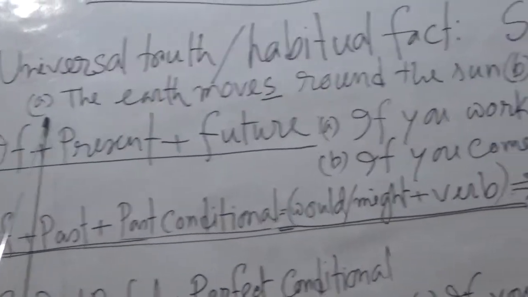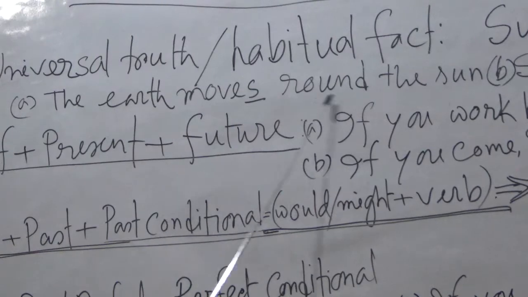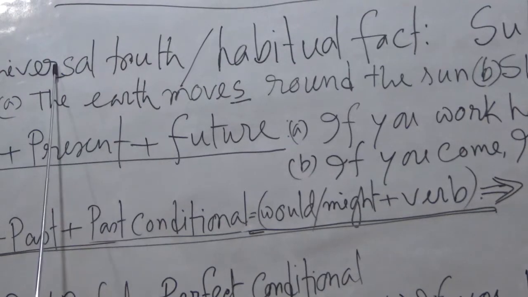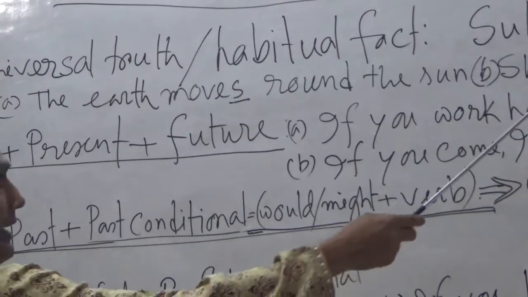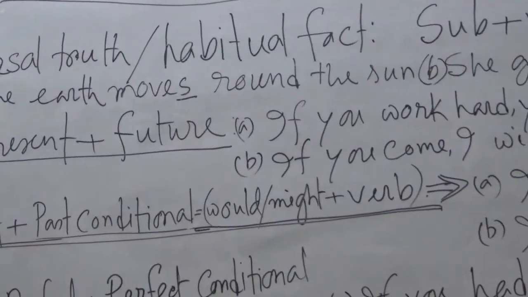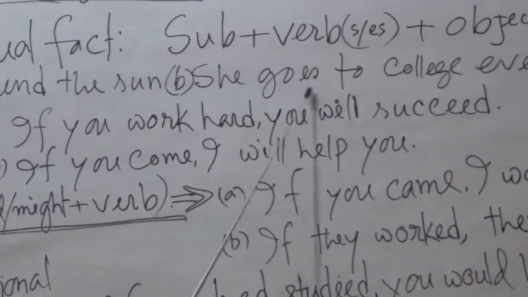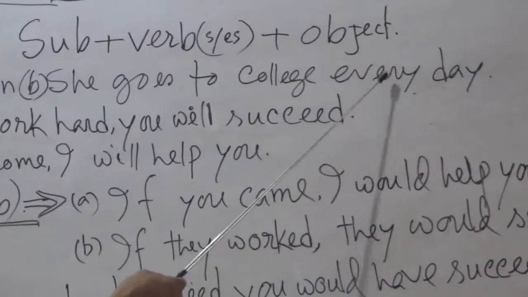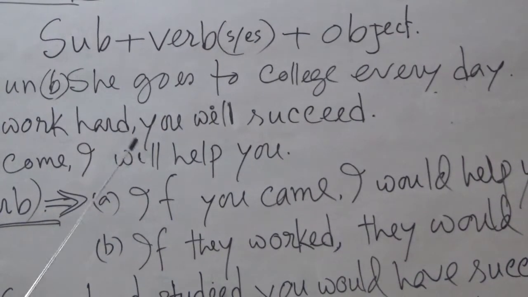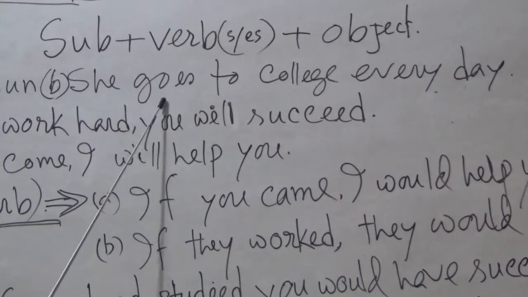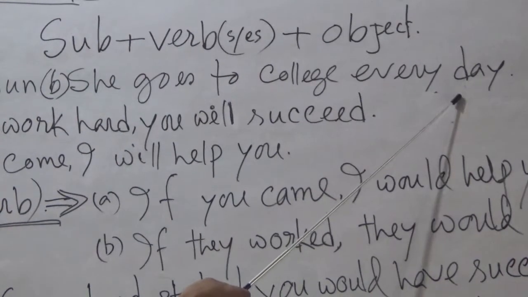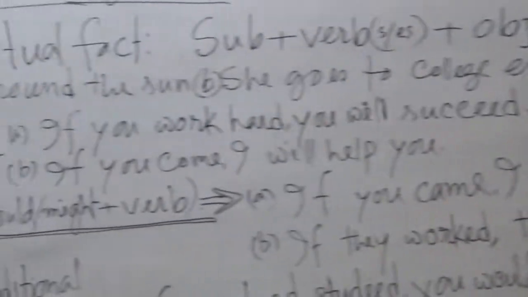Okay, let me show you the example. Number one, the universal truth: the earth moves around the sun. Look at the s. The normal verb is move, but because of universal truth, we have used s with the verb: the earth moves around the sun. Next example: she goes to school every day. Every day, you see, it is a habitual fact. So whenever something occurs habitually, we take present indefinite tense. So we have used es with the verb. She goes to school every day. Okay, I think you have understood.